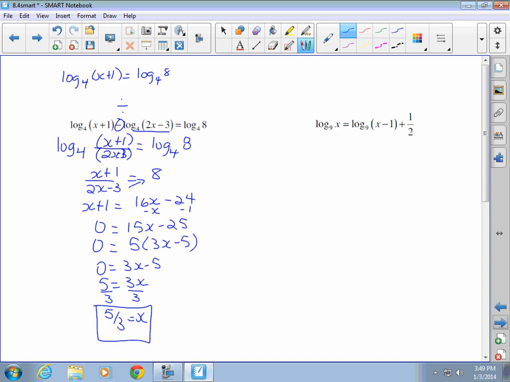And if it's a subtract log base 4, then that means I would add log base 4 of 2x minus 3. So then this would be log base 4 of x plus 1 is equal to log base 4 of 8 times 2x minus 3. I would end up with the same answer because if you look here, when I drop this out, I have x plus 1 is equal to 8 times 2x minus 3, which is exactly what I have right here. Okay, so either way you can do it. If you don't like working with the divide, then move it over.